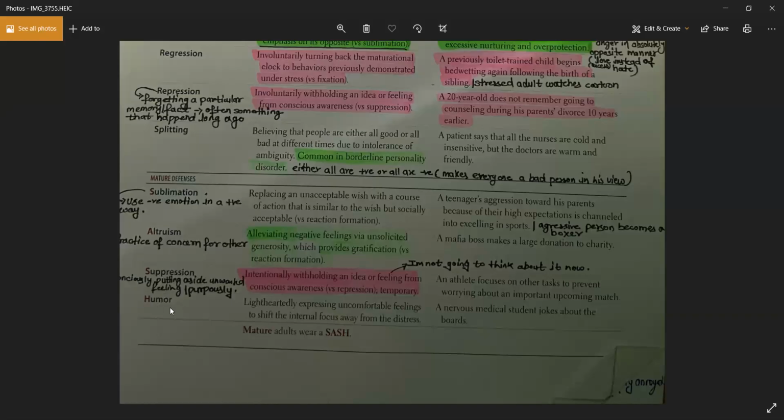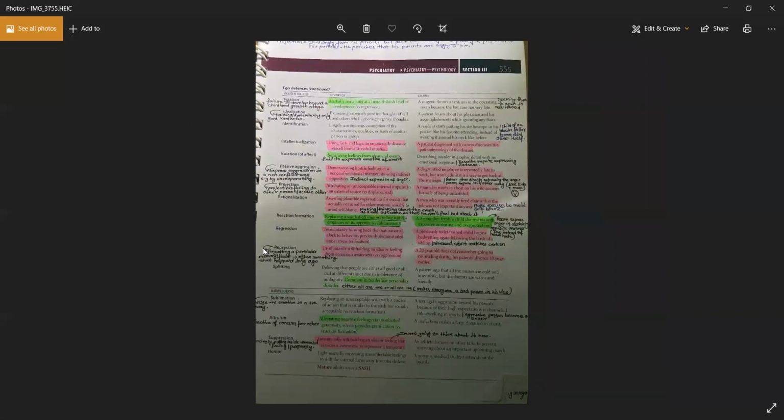Then you have humor, and everyone knows what humor is, right? You make jokes or any kind of thing in order to avoid this negative feeling or that fear. You call it humor. So any doubt on any of the four? So that was about your mature and immature ego defenses. All of these defenses are basically to avoid that negative feeling, or that depression or anxiety, right? So that was it. Any doubt on any of the ego defenses, please ask.